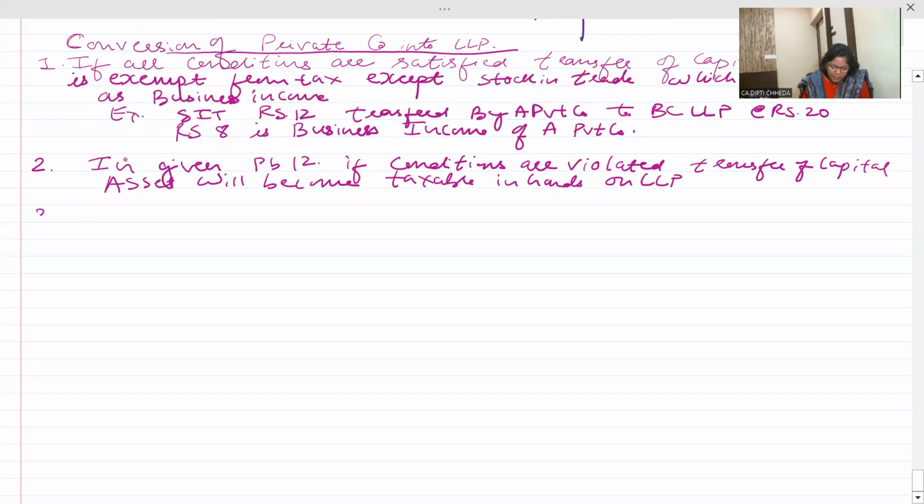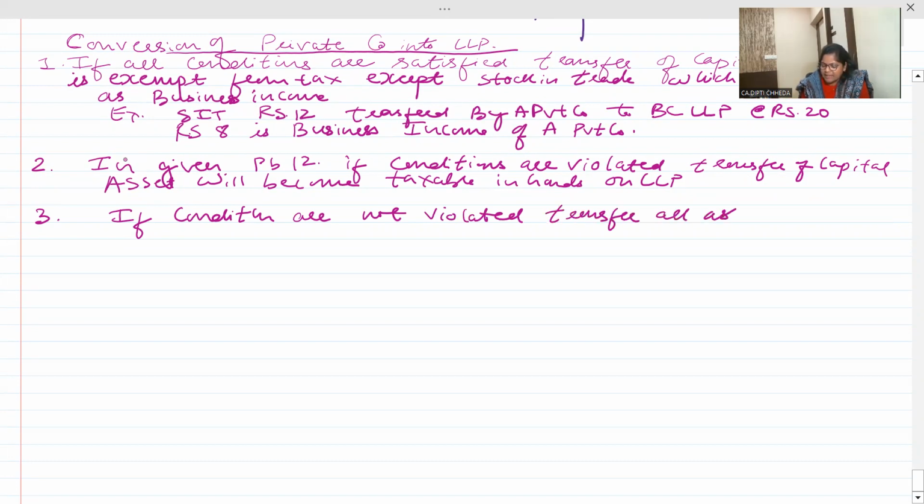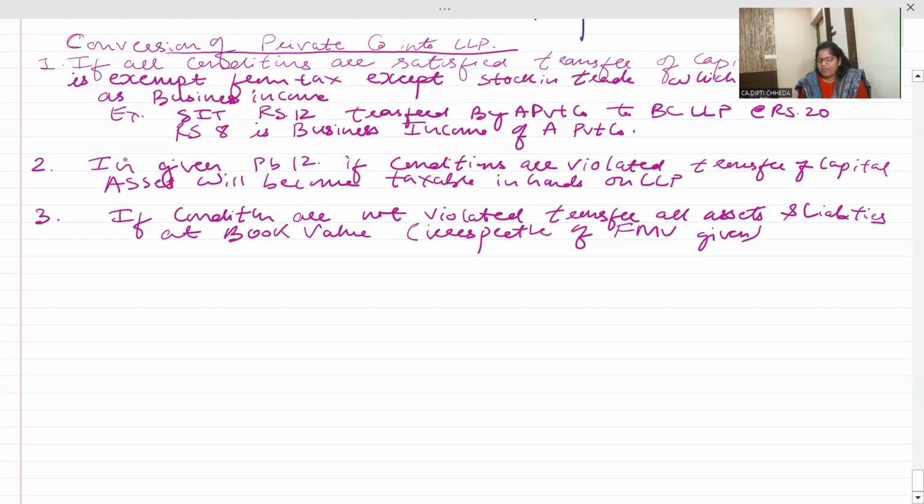One more point, running point. I wanted you all to write the third point. If conditions are not violated, transfer all assets and liabilities at book value, irrespective of FMV given. वहां पे दिए हैं FMV, फिर भी आप बुक वैल्यू पे ट्रांसफर करोगे.